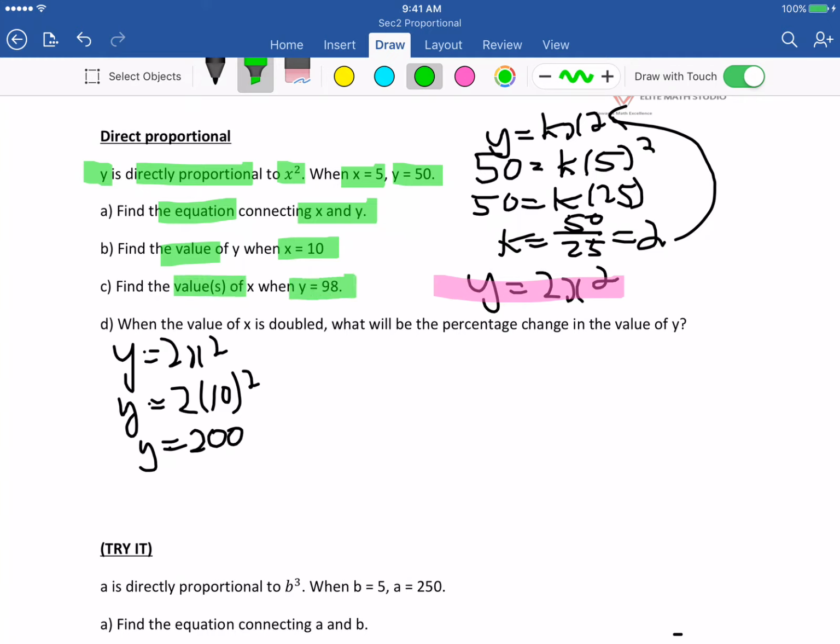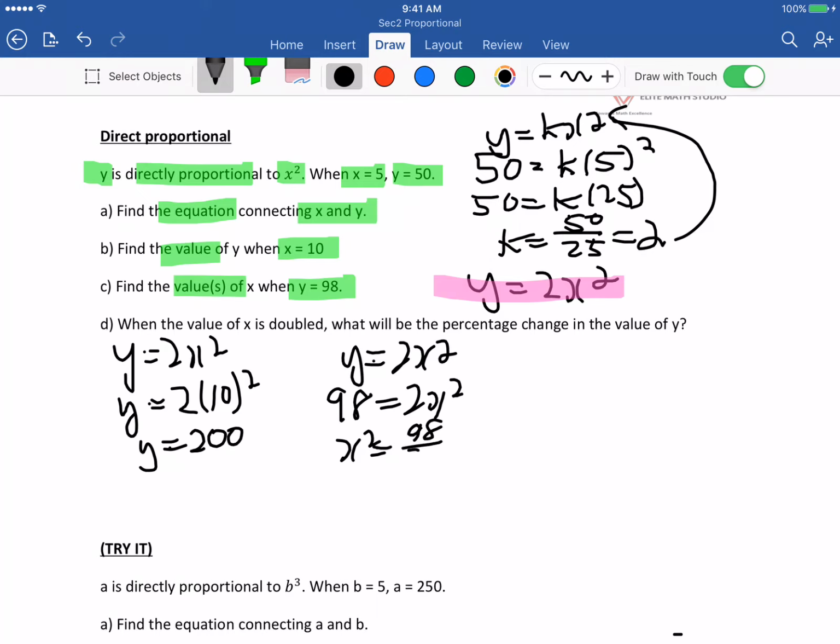Find the values of x when y equals 98. Same thing, use back the equation, y equals 2x squared. The question says that y equals 98, so you put 98 here. So you need to find x squared. X squared will be equal to 98 over 2. So x squared equals 49. How to find x? We take the square root of 49. Every time you do square root, please remember it's with plus minus 7. Plus minus 7. Okay? The next one.